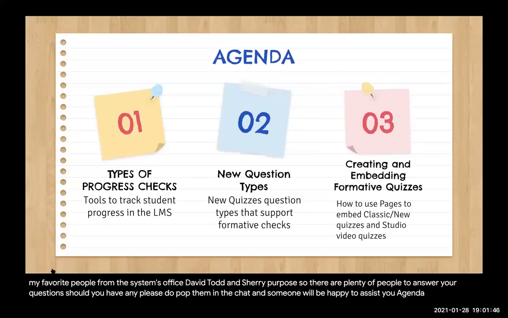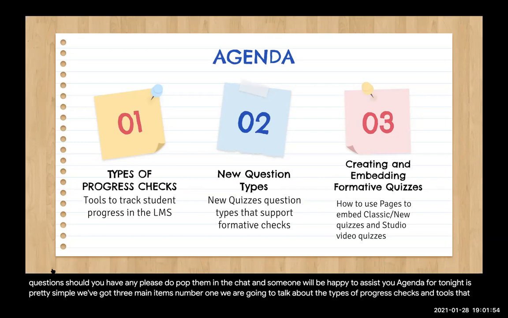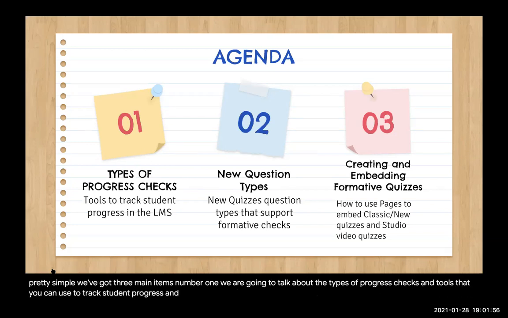Our agenda for tonight is pretty simple. We've got three main items. Number one, we are going to talk about the types of progress checks and tools that you can use to track student progress in the LMS, as well as tools that students can use to track their own progress.